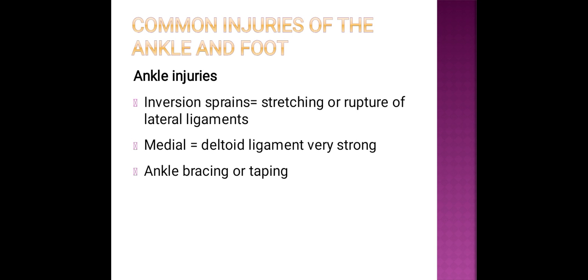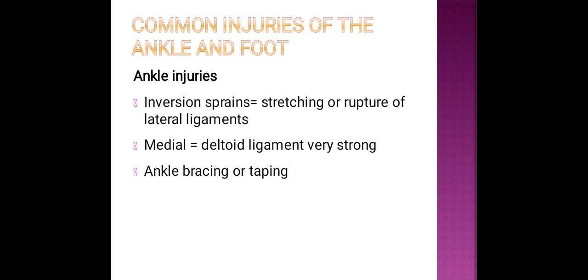Common injuries of the ankle and foot. These include inversion sprains, which occur due to stretching or rupture of the lateral ligaments. Ankle sprains usually occur on the lateral side because of weaker ligament support than is present on the medial side. The medial ligament is so strong that excessive eversion is more likely to result in a fracture of the distal fibula than in rupturing of the deltoid ligament.